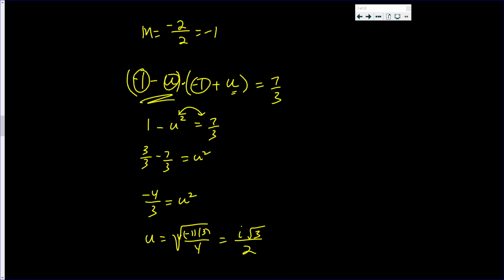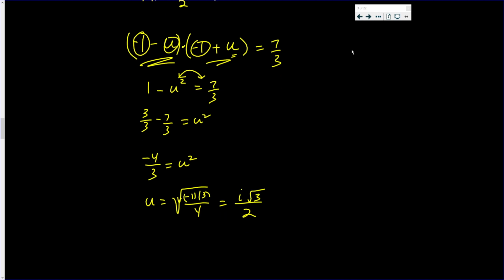Well, I know my roots. Right now they're in terms of u, but now I know u. So it's negative 1 minus i square root of 3 over 2. That's one root. The other root is negative 1 plus i square root of 3 over 2. They work like magic.